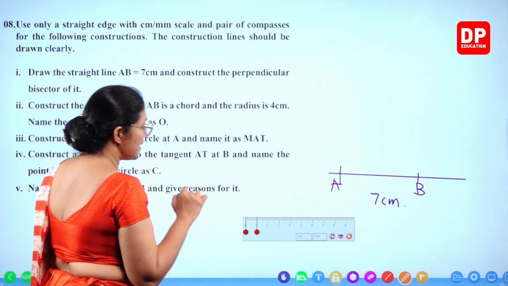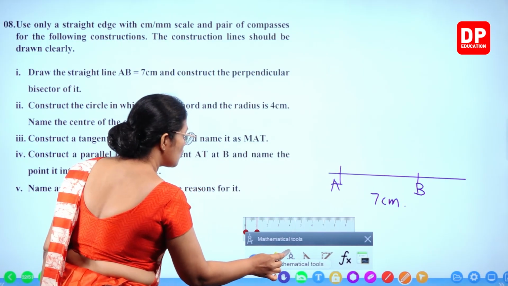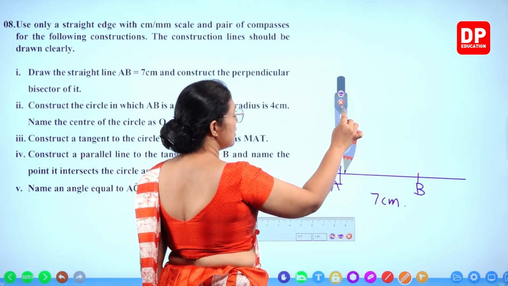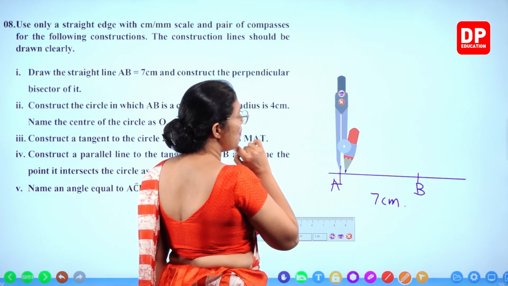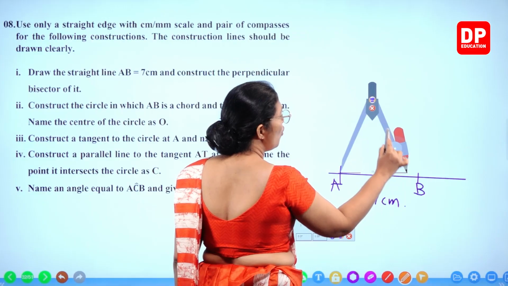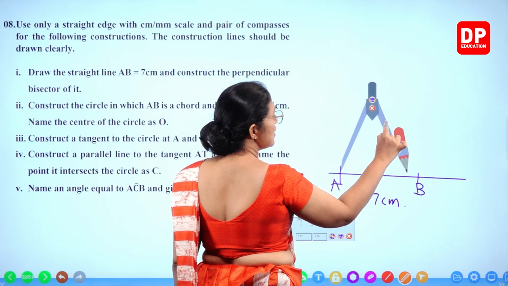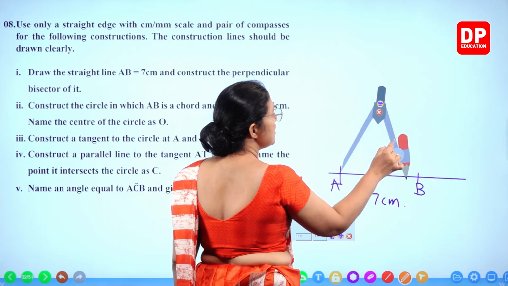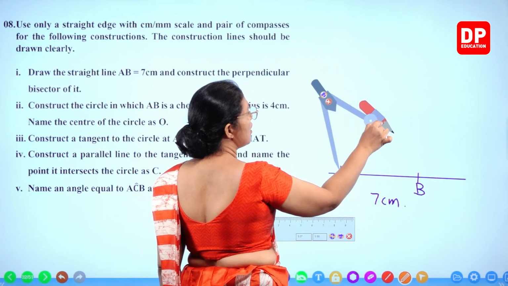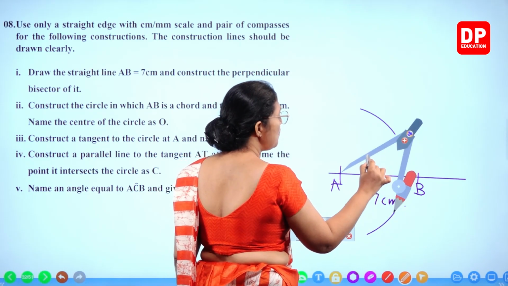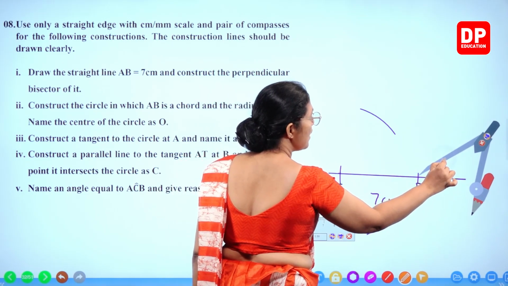And perpendicular bisector on it. So how do you construct the perpendicular bisector? You take the compass, keep on top of one point and take the length more than half of its length. Like this, and now draw an arc above and below. Do the same thing for point B.